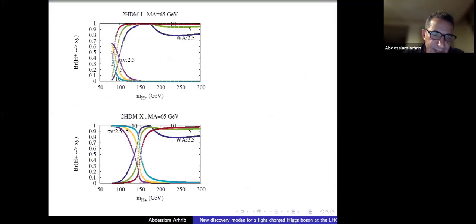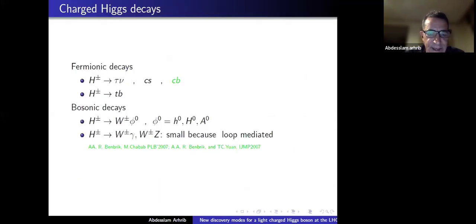Okay, so the decay of the charged X, there are several channels. The charged X can go to tau nu, CS, CB. If it's quite heavy, it can go to TB. And you have also the bosonic decay. The charged X can go to W and neutral Higgs, or the charged X can go to W gamma and WZ. So the first one, charged X going to W neutral Higgs.